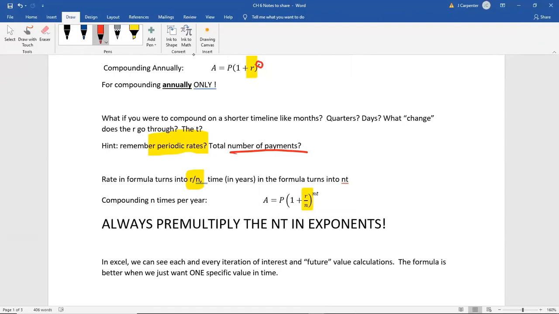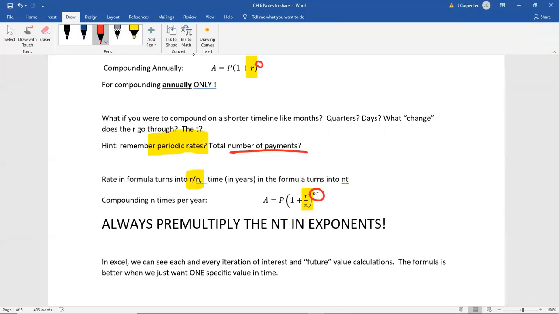So the exponent goes from just being the time in years to being n times t, where n is the number of periods per year and t is the number of years. So again, the exponent is really the number of times you compound. If you compound annually, that means the exponent is the number of years. Compounding any less means you have to take the number of years times the number of compound intervals per year.